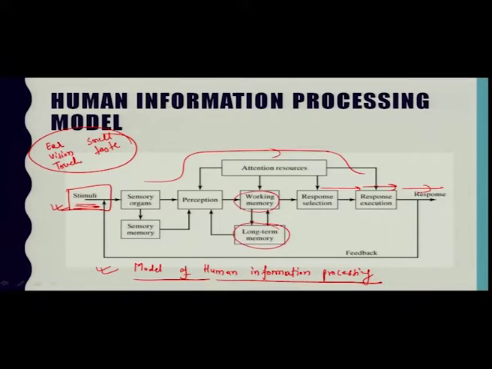This whole model we will be using as a framework for our discussion of cognitive ergonomics in the later stages. In brief: the stimuli, sensory organs, sensory memory, perception, attention resources, working memory, long term memory, response selection, response execution, and then feedback, and then your response is performed in the form of some action. All these things we will discuss in detail in the coming slides.